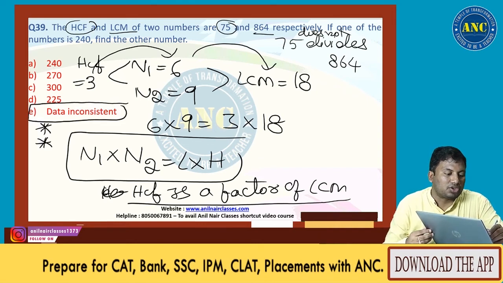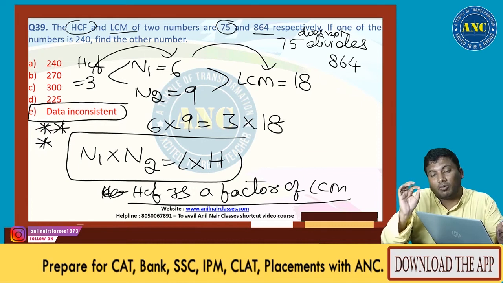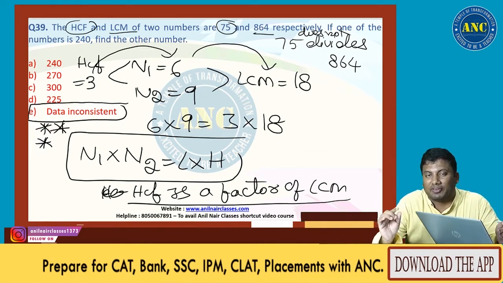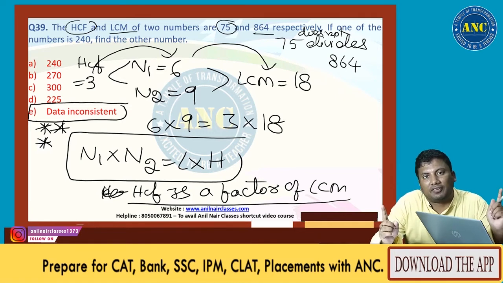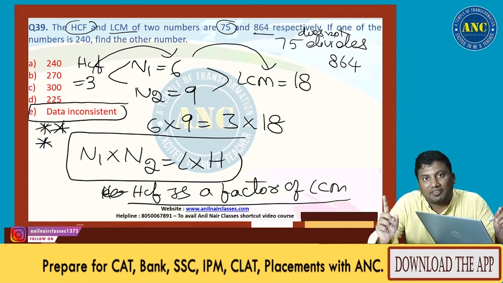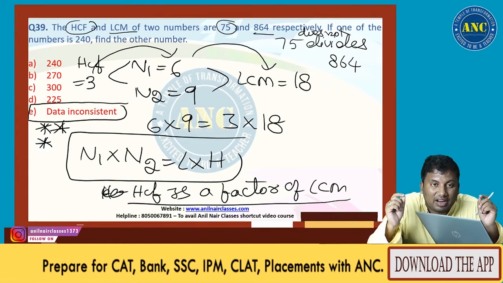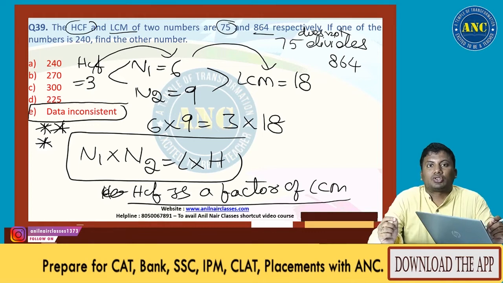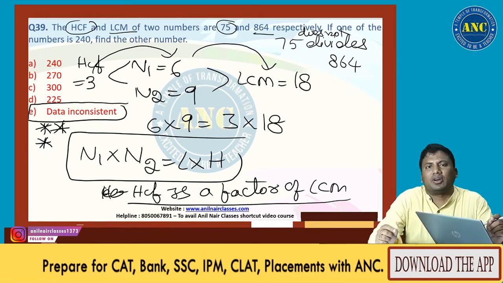Extremely important question to tell you that product of two natural numbers equivalent to LCM into HCF. This is only used when HCF is a factor of LCM. Please make a note in your notebook. Silly mistakes will affect your score. Calculation methods will affect your score. Using formula based methods will affect your score.